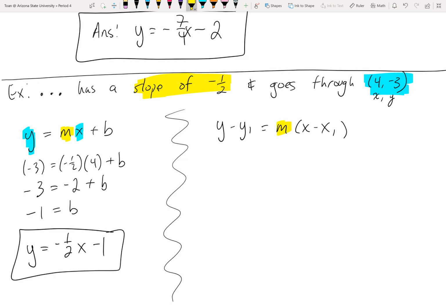Just as a reminder, m, of course, is your slope. Your point are the x's and y's that have the subscript. In point slope form, the regular x and the regular y stay as variables. So let's do this really quickly.